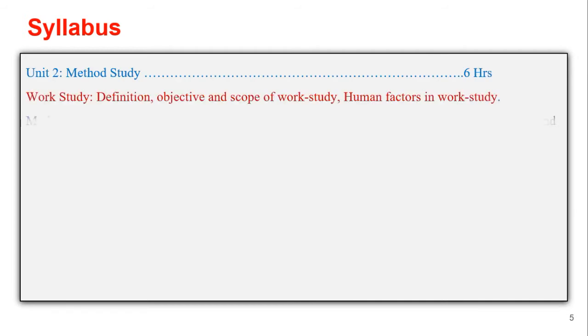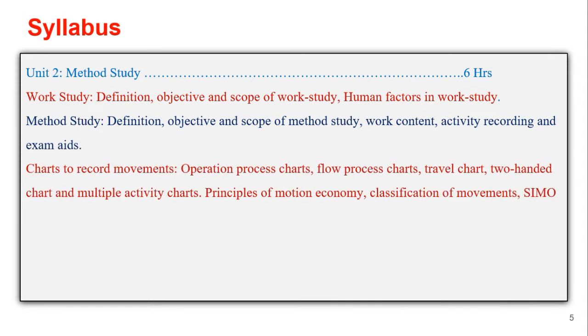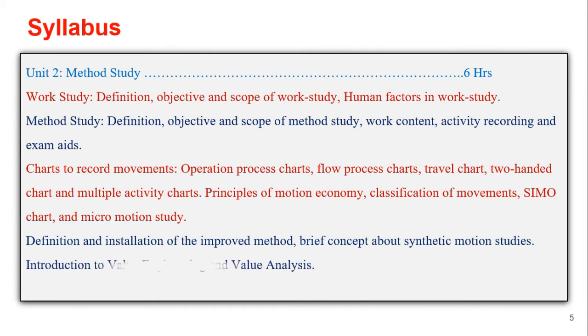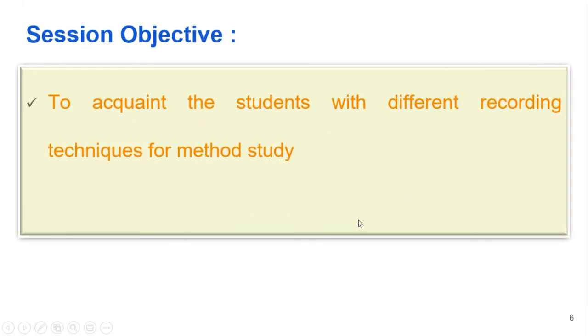So what is the unit number 2? It's a method study. Basically we find out what is meant by work study, then we deal with the method study, then we'll go with some recording techniques, and then introduction to the value engineering and value analysis. So what is today's session objective? Today's session objective is to acquaint the student with the different recording techniques used for method study.